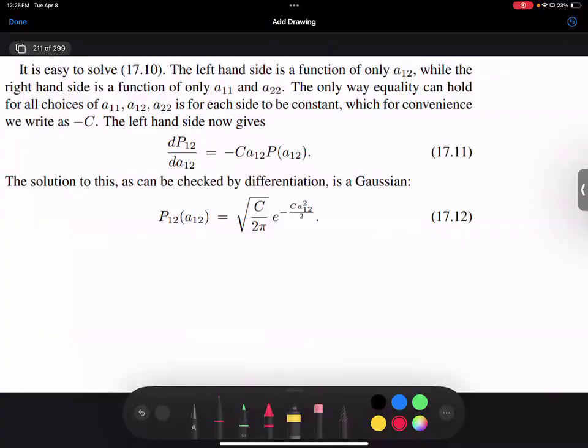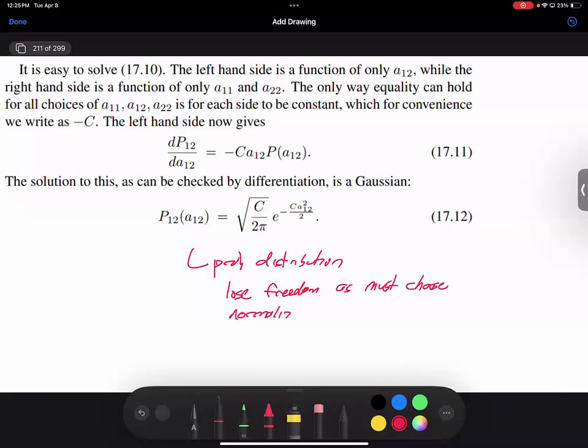Now, which Gaussian are you going to get? This is a degree 1, a first order equation. This should be a degree of freedom. But it's a probability distribution, so you lose the degree of freedom. As such, we must choose the normalization constant, so it integrates to 1.